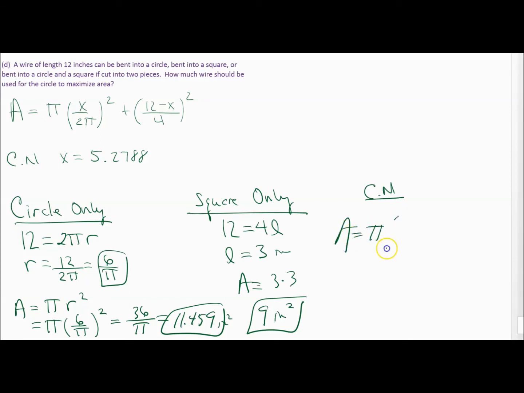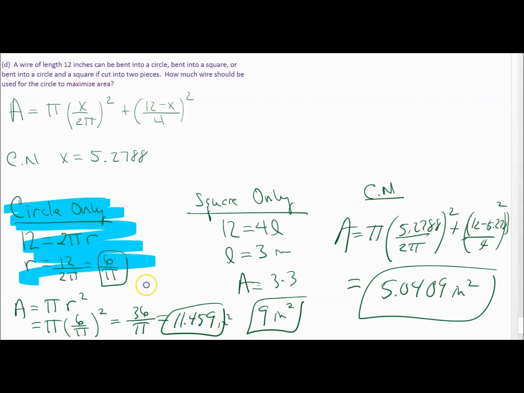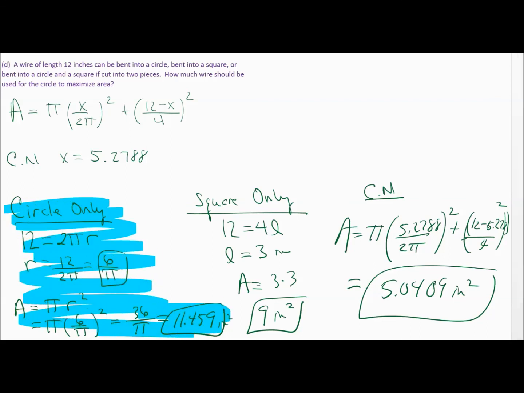So this will be pi times, back up in this top equation, 5.2788 over 2 pi squared plus 12 minus 5.2788 over 4. All of that is squared. To save a minute, I'll tell you that I got an answer of 5.0409 inches squared. I kind of just cheated off a worksheet I'd already done earlier. Hey, what's the biggest answer? Oh, the circle only. Does that make pretty good sense? That the circle only would give you the most volume? It kind of makes sense in my mind.